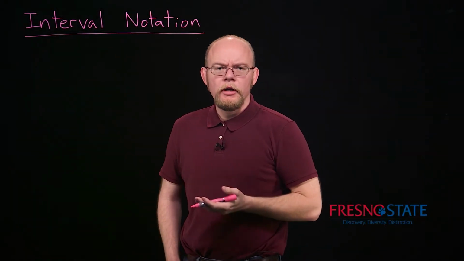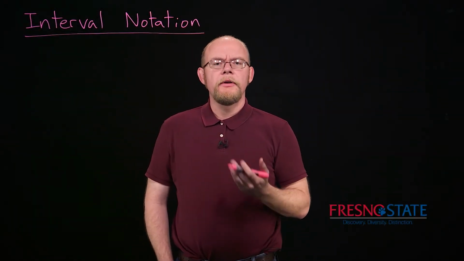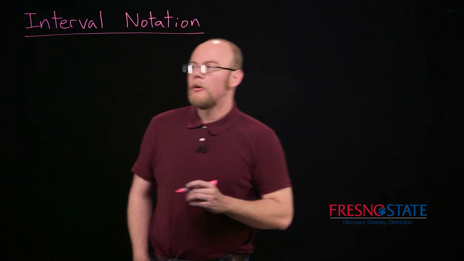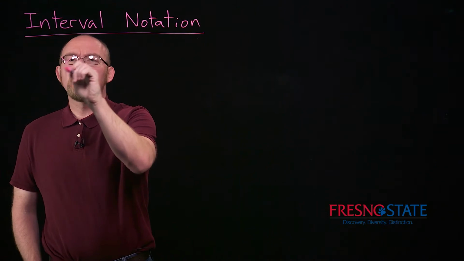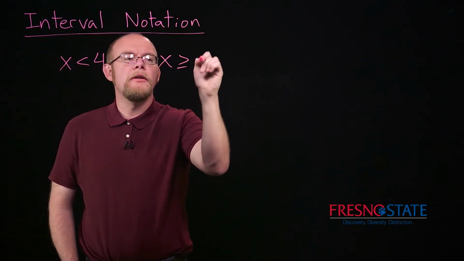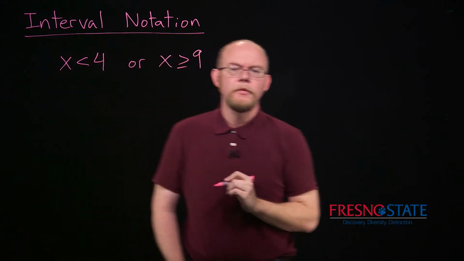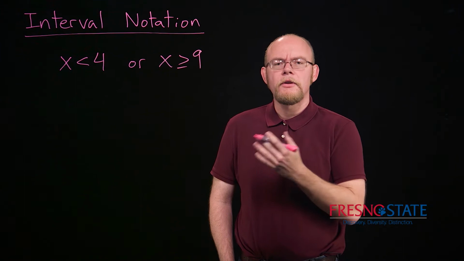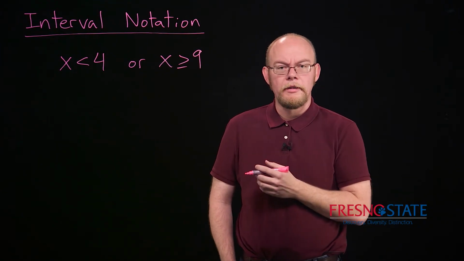All right, so now that we've learned how to solve some inequalities, let's find some compact ways to express our answers. So in a previous problem, we had noted that either x was going to be less than 4 or x was going to be greater than or equal to 9. All right. Now these are perfectly valid ways to write solutions down, and if that's how you want to write them down, this is one way to write them down.